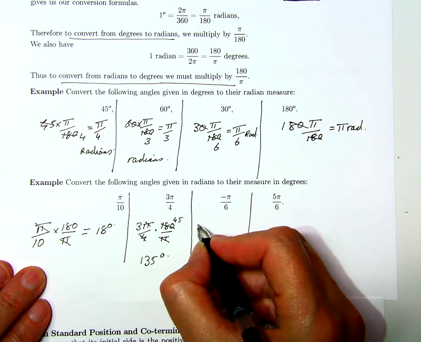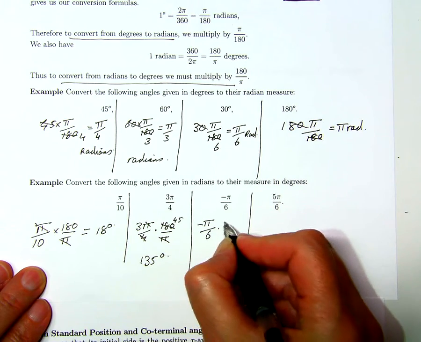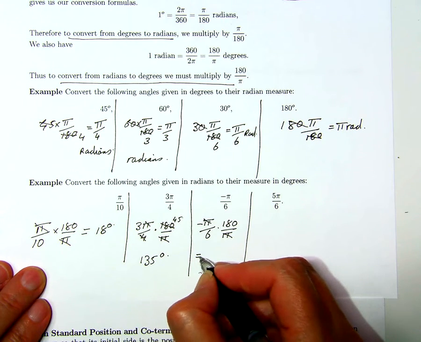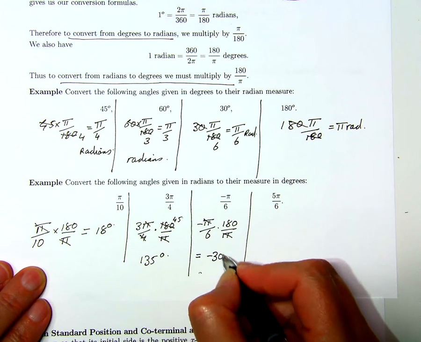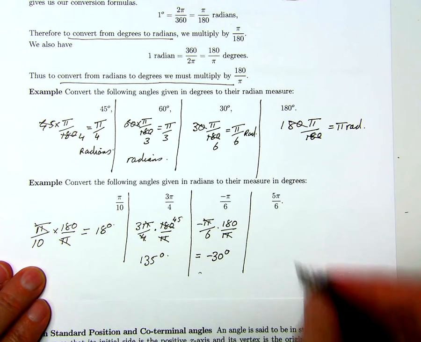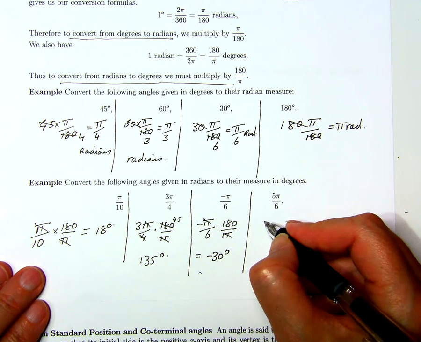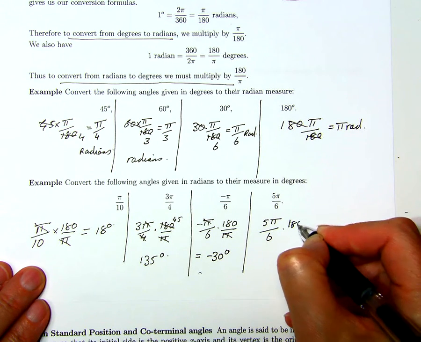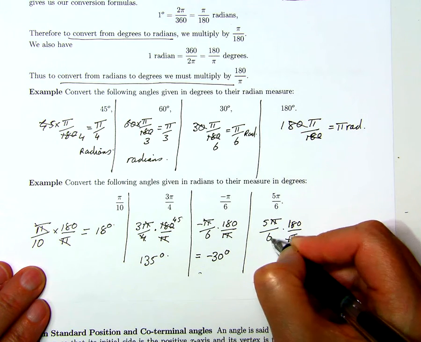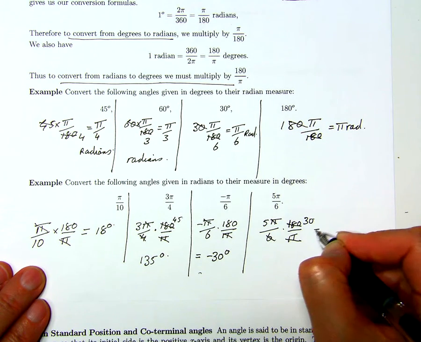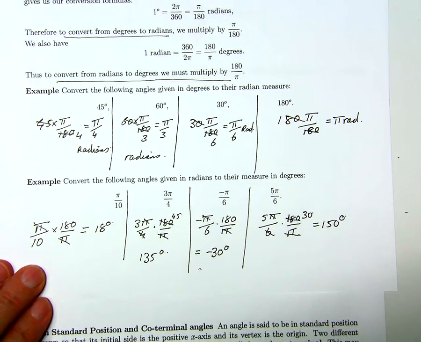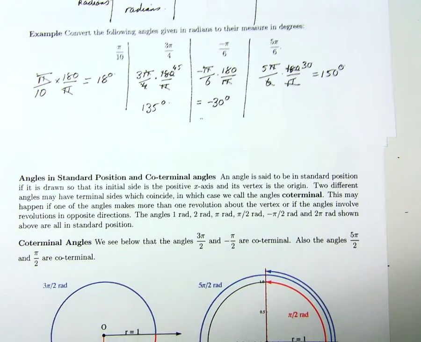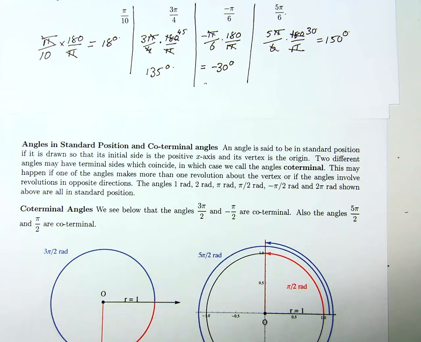Minus pi over 6 radians, multiply by 180 over pi, and I'm going to get minus 30 degrees for this one. And 5 pi over 6 radians translates to 150 degrees. Okay, so that's our translation from degrees to radians and radians to degrees.